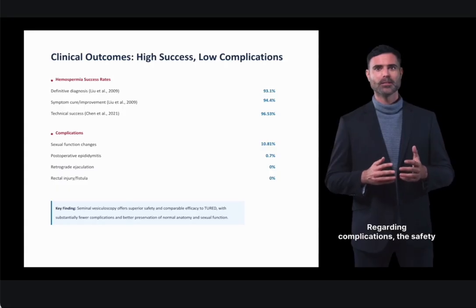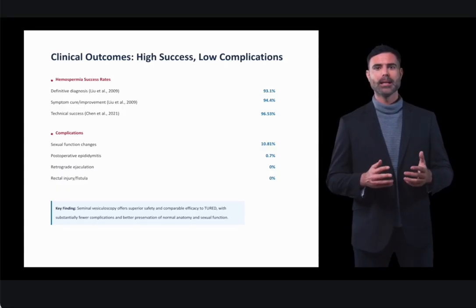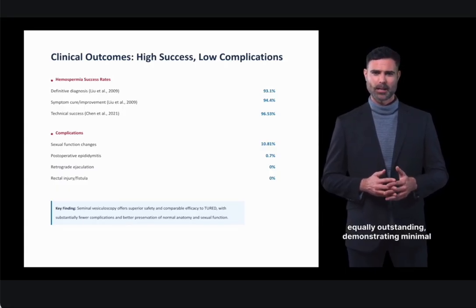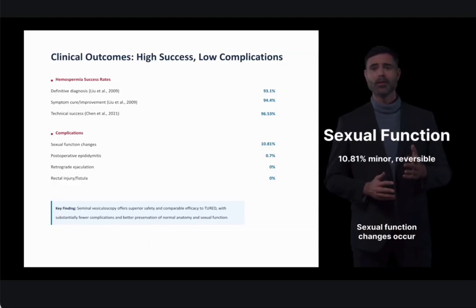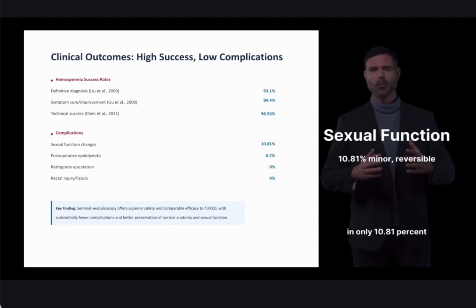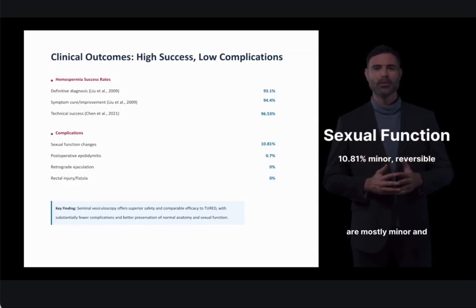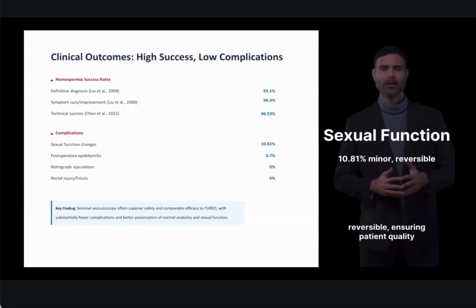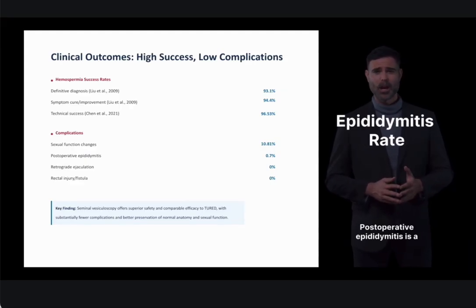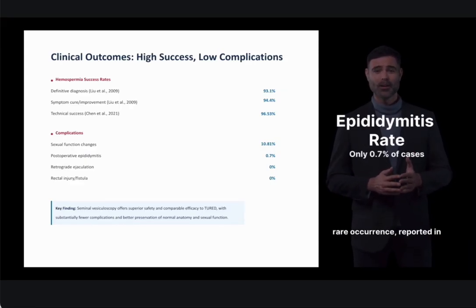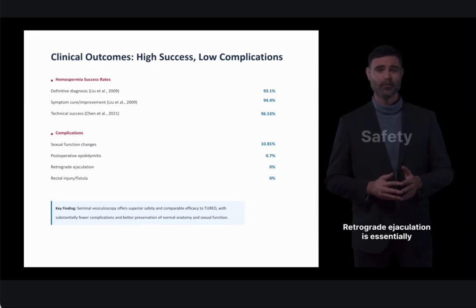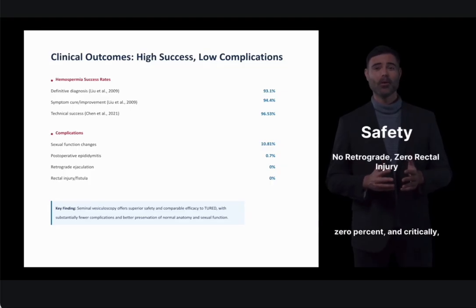Regarding complications, the safety profile of TUSV is equally outstanding, demonstrating minimal adverse effects. Sexual function changes occur in only 10.81% of cases, and these are mostly minor and reversible, ensuring patient quality of life. Post-operative epididymitis is a rare occurrence, reported in only 0.7% of cases, reflecting careful procedural technique. Retrograde ejaculation is essentially 0%, and critically, rectal injury or fistula has not been reported in the literature.